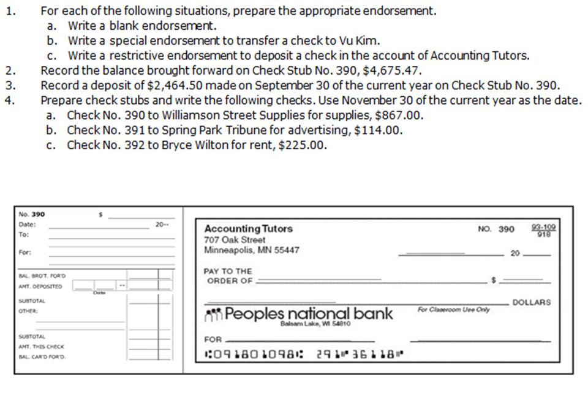So now, once we've worked on depositing, we need to look at, okay, we've deposited money, now what happens when we write a check? Well, we're going to take a look at this example here. We are Accounting Tutors. We need to write a check. So we're going to go through the steps on how to write a check. First thing we want to do is record the balance brought forward on check stub 390. If you notice, that is $4,675.47. So under the balance brought forward on the left-hand side on the check stub, we're going to write that number.